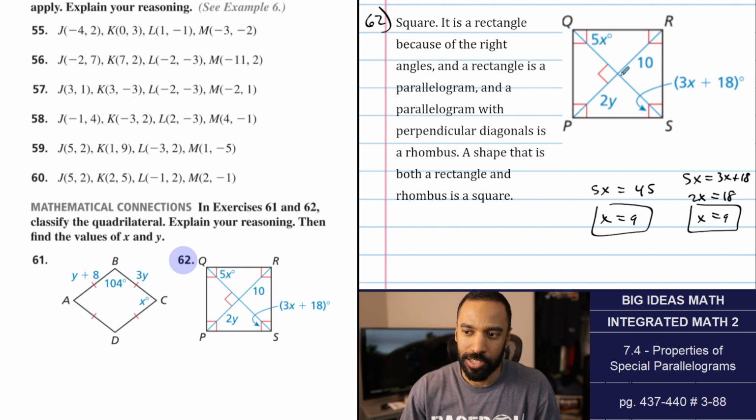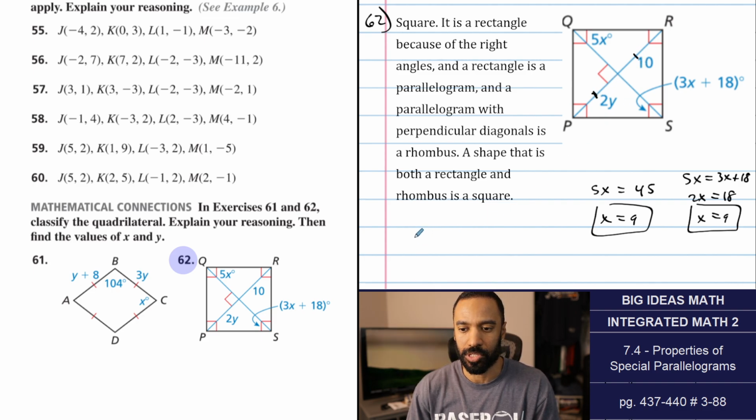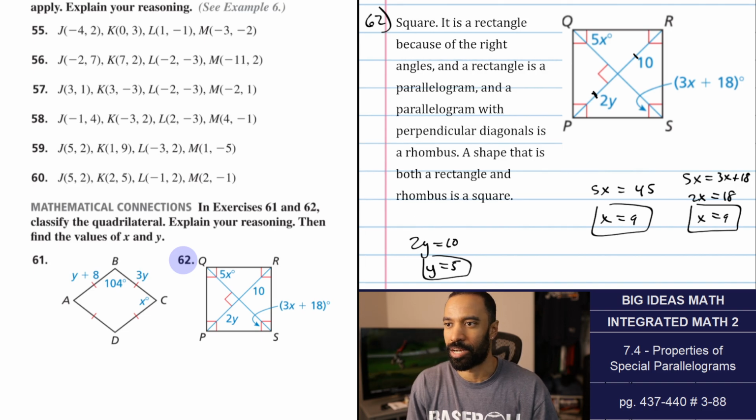Now y, this is a length. This is not a measure, but it is a parallelogram. Diagonals bisect each other, so 2y equals 10 in this case. 2y and 10 are the same thing, so y is the cinco. The cinco of the cinco, and that is number 62.